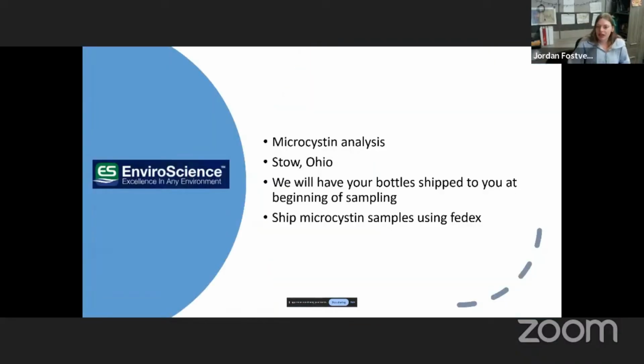So for Microsystem, we are now using EnviroScience out of Stowe, Ohio. We will have your bottles shipped to you at the beginning of sampling with a sampling kit that includes the cooler, the bottles, and the data sheets. Those coolers also include a prepaid shipping label to ship them back to EnviroScience for analysis using FedEx.